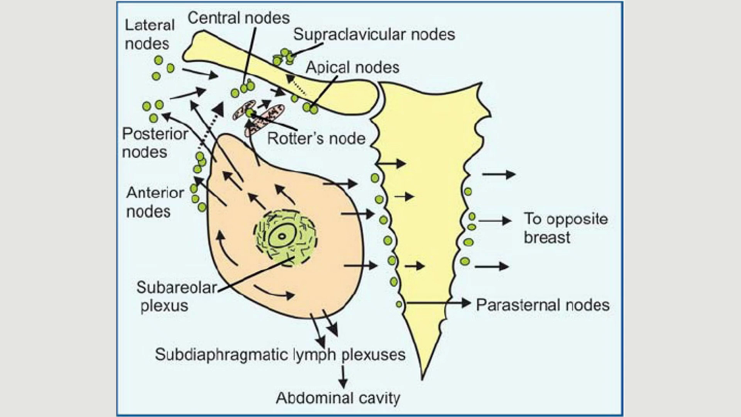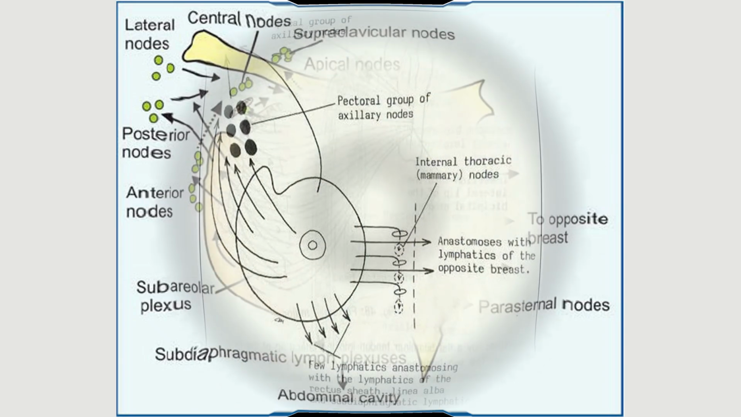The second one is the internal mammary nodes or the parasternal nodes, which lie on the lateral side of the sternum, that is, along the internal thoracic vessels. The third group is the supraclavicular nodes, which lie above the clavicle. The fourth group is the posterior intercostal nodes, lying in the posterior part of the intercostal spaces. And the fifth is the cephalic or the deltopectoral nodes. Now, in addition to these five lymph node groups, the lymph from the breast is also drained into the subdiaphragmatic as well as subperitoneal lymph plexus.